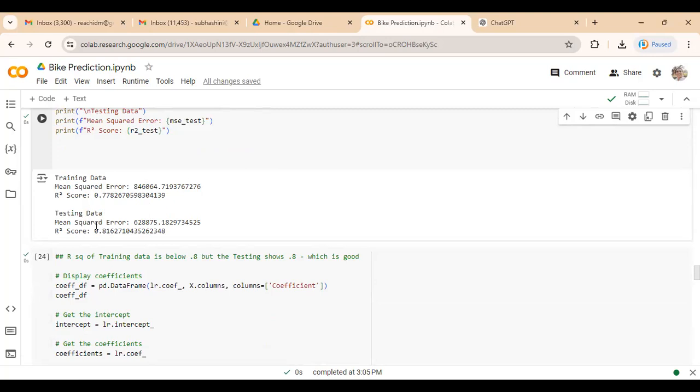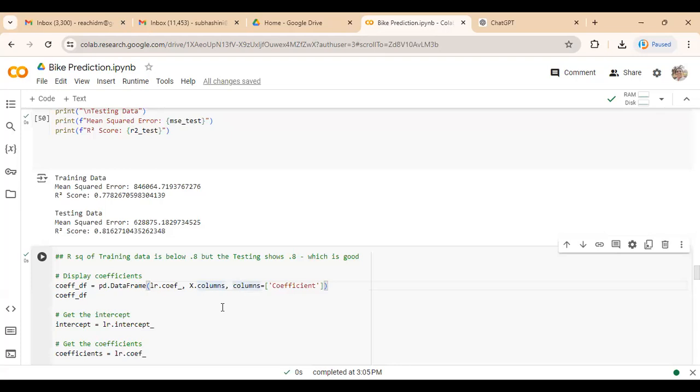And then the testing data is showing an R square of 0.81. So it seems to be more efficient. The model, when tested, was more efficient than on the training data set. So great, let's go ahead. R square of training data is below 0.8, but the testing shows 0.8, which is good.